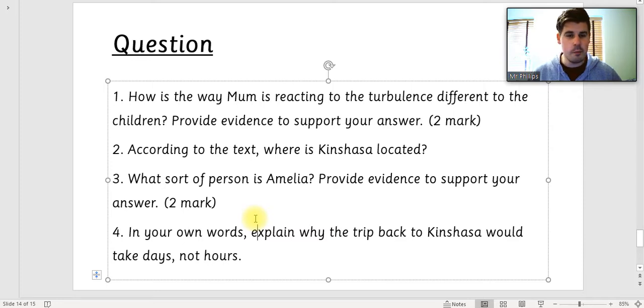Okay, and then number 4 says, in your own words, explain why the trip back to Kinshasa would take days, not hours. So go back to the text, I'll give you a hint, it's in chapter 2. When they're talking about getting back to Kinshasa, why is it going to take days and not just take hours? Write that down in your own words. Don't quote it directly from the text, okay? Pause the video there and have a go.